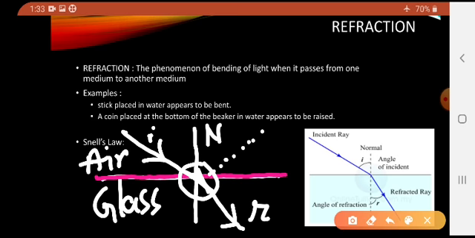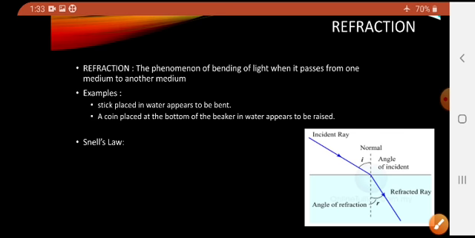The ray which is coming from a source is called an incident ray, and which bends, see this figure, and enters into another medium, that is called a refracted ray. The angle of incidence is the angle between the incident ray and the normal, and the angle between the normal and the refracted ray is the angle of refraction.